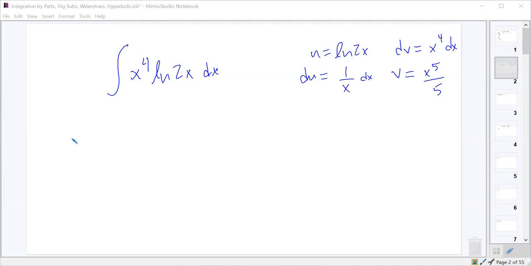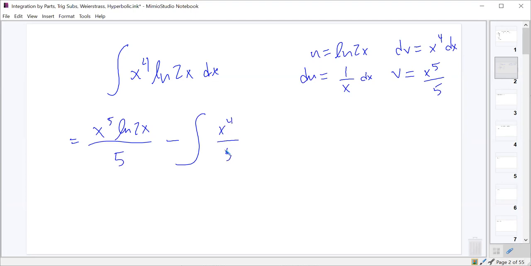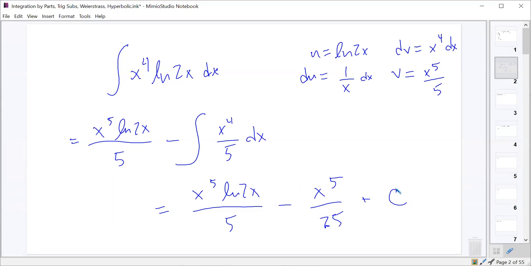All right. So this ends up being x to the fifth natural log 2x over 5. So u times v minus the integral of v du, which just is x to the fourth over 5 dx if you simplify the x to the fifth over the x part. And then that's just a really simple integral. So x to the fifth ln 2x over 5 minus x to the fifth over 25 plus a constant.